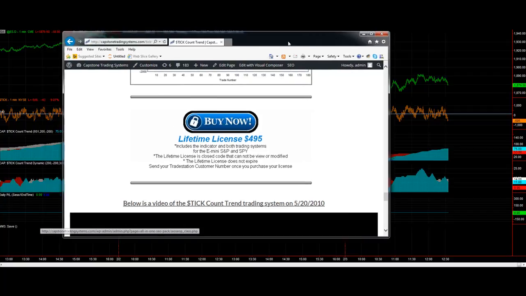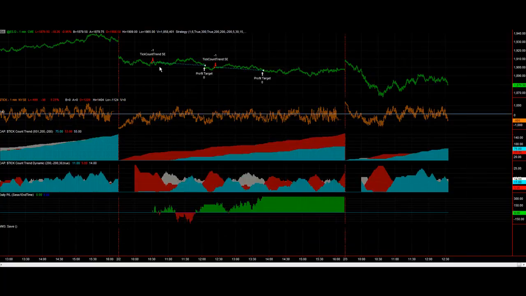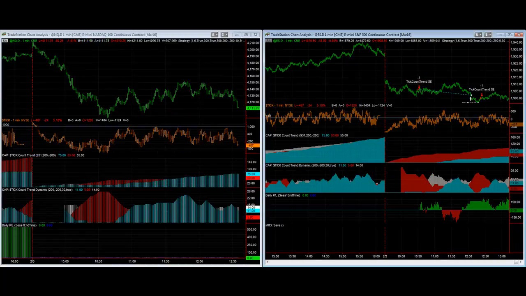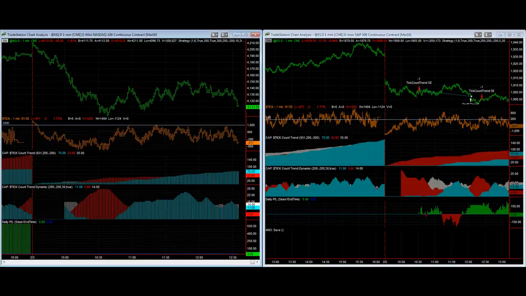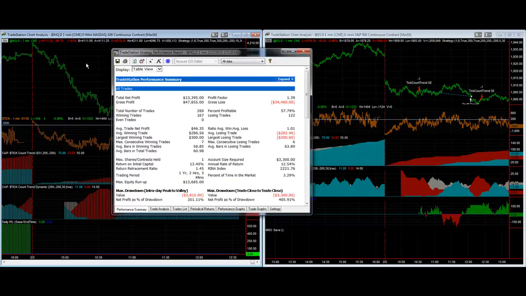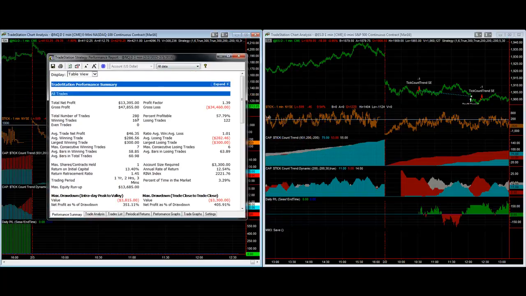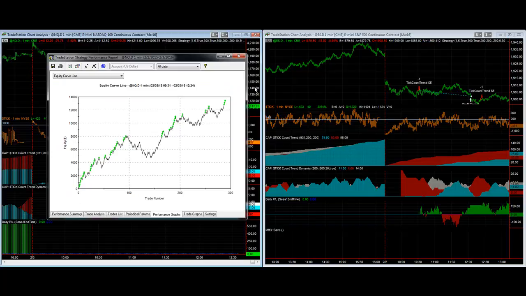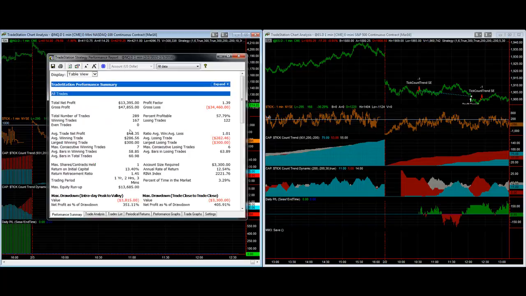So I'm going to show you how this works. You see the trading system signals there. The system actually works a little bit better on the NASDAQ. Taking a look at the performance report on the NASDAQ for the past year, 289 trades, nice equity curve. No slippage and commission is taken out, so there's $46 average trade profit at $5 a tick. You can figure there's 9 ticks average profit per trade, 57% profitable.